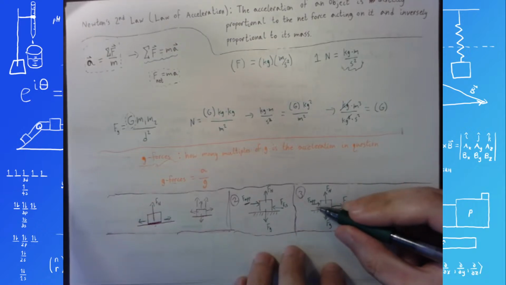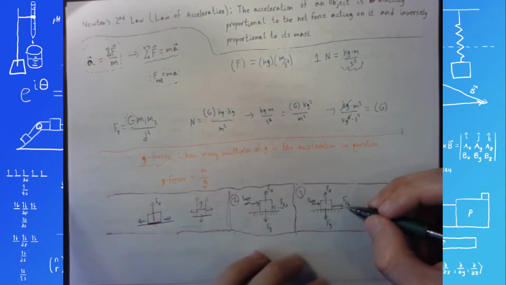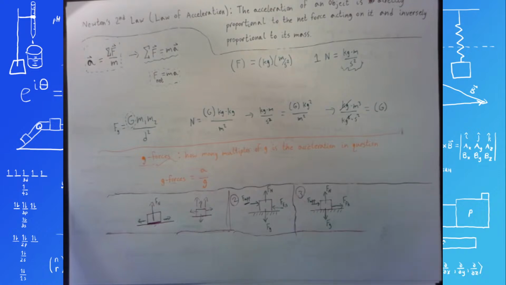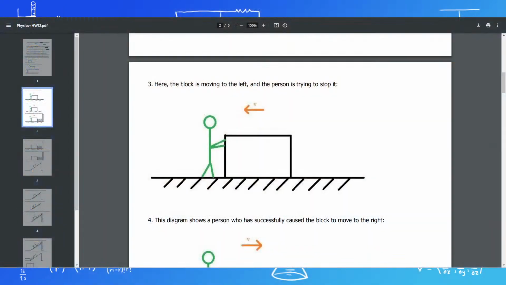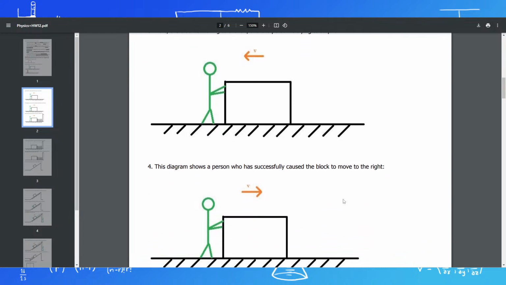So basically what this means is that you've got two forces to the right pushing on an object that's moving to the left. Your net force is going to be to the right, which means your acceleration is going to be to the right, which means this object is being slowed down, which makes perfect sense. That's literally what it said in the problem. It said the block is moving to the left and the person is trying to stop it. Even without the person's help, the kinetic friction would have eventually slowed it down.